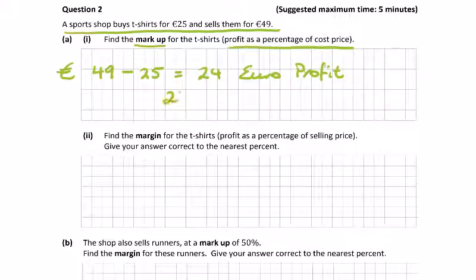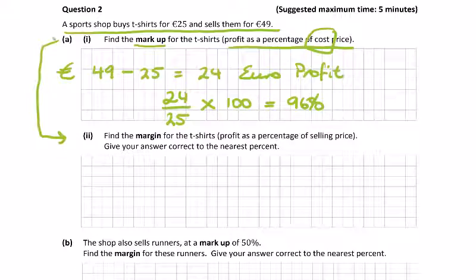So profit as a percentage of cost is 24 over 25. They cost 25 times 100, which would be equal to 96%. There were 5 for part A, 1 and 2 here. Just 5 for 2 parts. Probably not answered that well. Find the margin for the t-shirts, which is profit as a percentage of selling. So our fraction is going to be profit, 24.